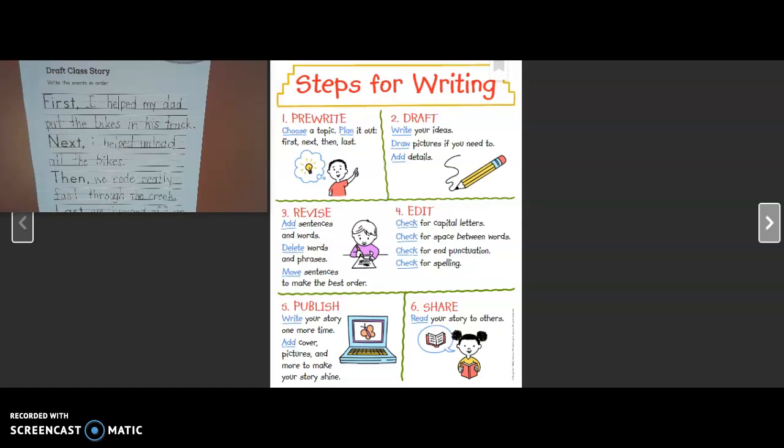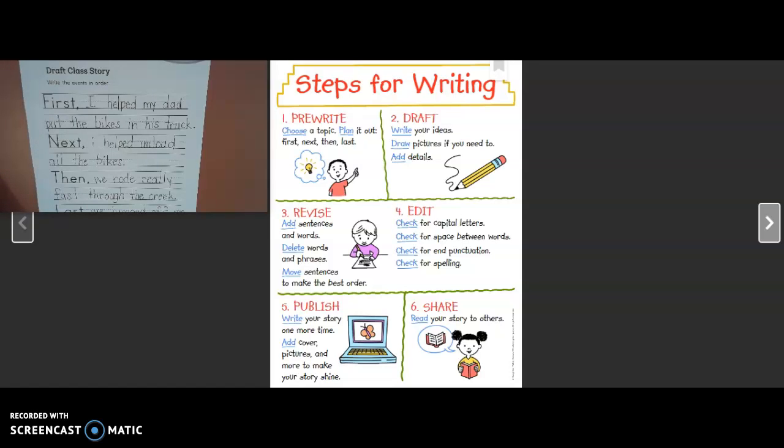This is the next step in our writing process of telling a story. This is an oral story, and it's also known as a narrative. A narrative is a story about yourself, something that's happened to you or something that you've experienced.